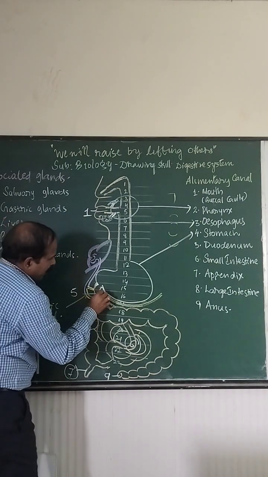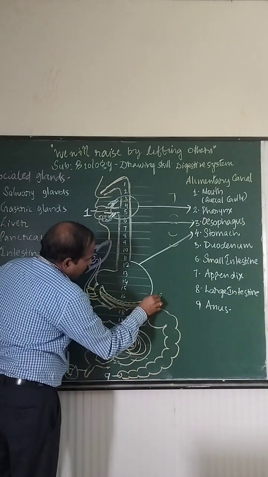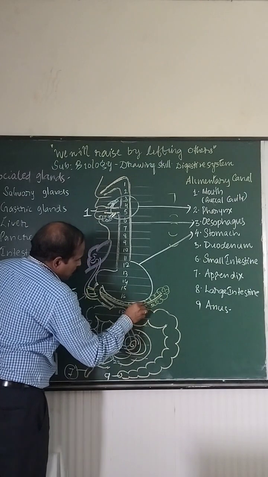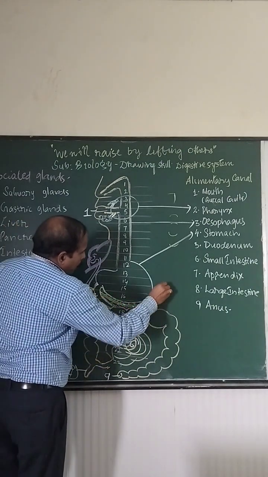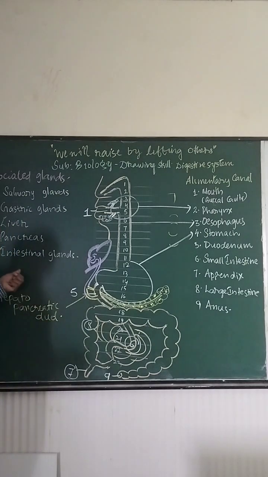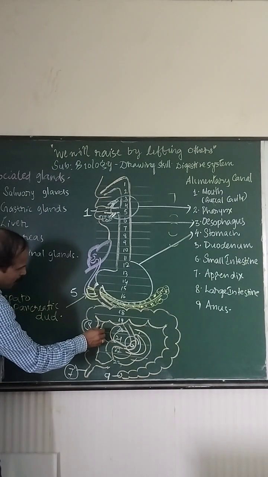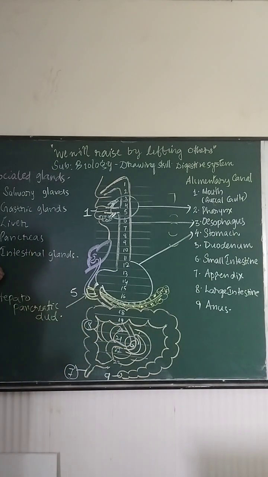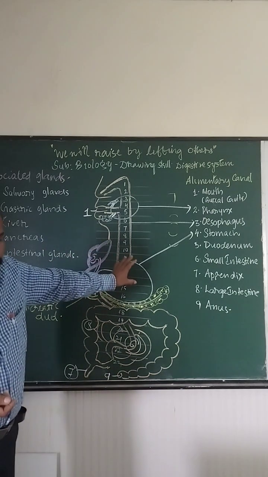So you can make the pancreas by coloring it yellowish or making a bunch of grapes attached below the stomach. So these are the digestive glands, and then inside the intestine there will be intestinal glands. Automatically it will be secreting the intestinal juice. So this is the digestive system in simple easy way of drawing.